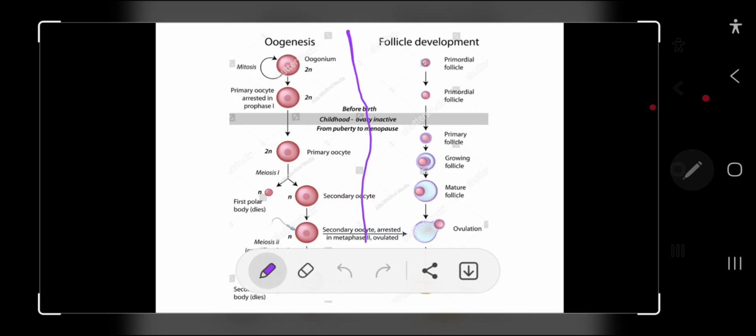This diagram demonstrates oogenesis and folliculogenesis. Before birth, primordial germ cells differentiate into oogonia. These oogonia will replicate by mitosis to increase their number, and mitosis will produce identical diploid cells, 2N, containing 46 chromosomes.